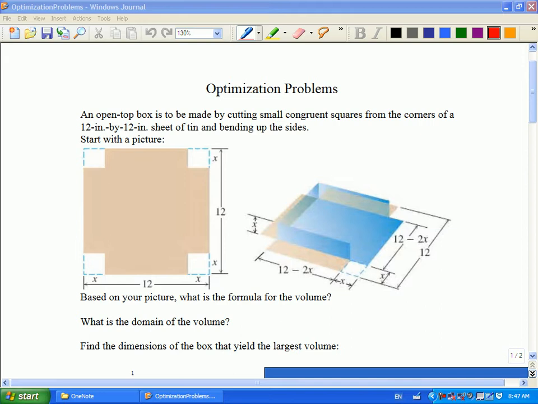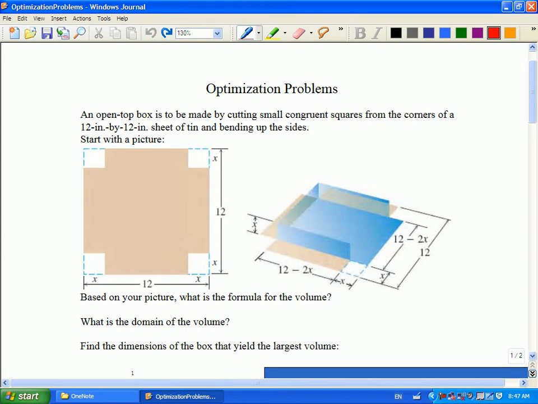So in this problem, we have a 12 by 12 sheet of paper, and in order to make a box out of it, we're going to fold up the sides by cutting out corners. So this is what it would look like, right? Like my scissors would run across here and chop this out, and then I'd fold everything up.